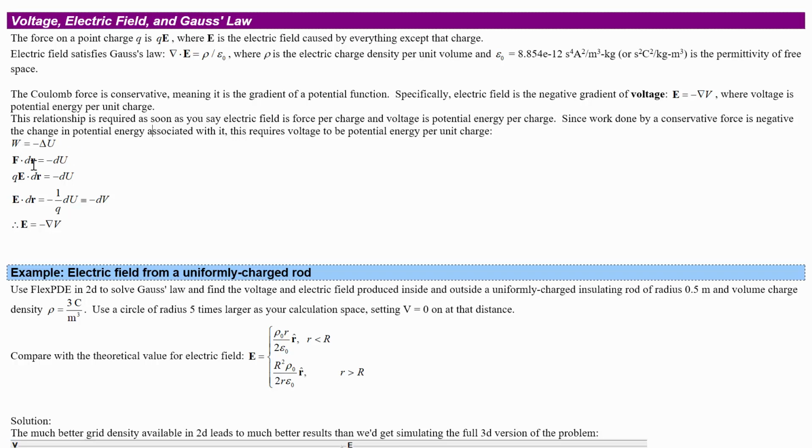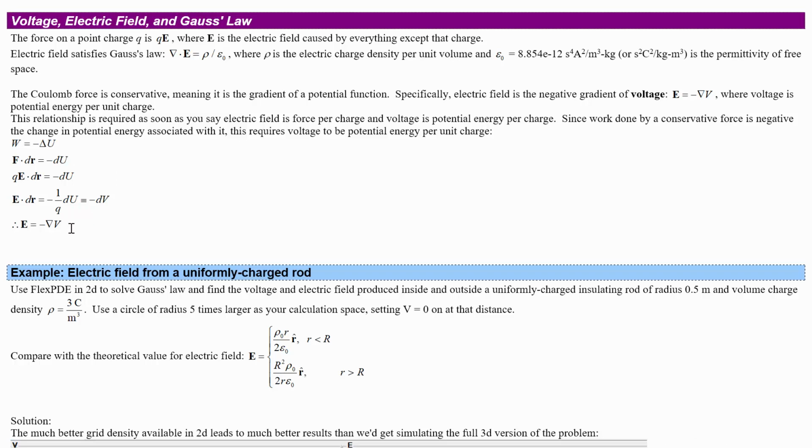Okay, so work is force dotted with a little bit of displacement, and now we're putting it in terms of a differential change in potential energy. And if the force is QE, then we can substitute that in. And now per charge, we've got that E dot dr is negative 1 over Q dU, and if we define the electric potential as the potential energy per unit charge, then this tells us that if one step in some direction has E dot dr equal to negative dV, then E itself works out to be the negative gradient of the electric potential.